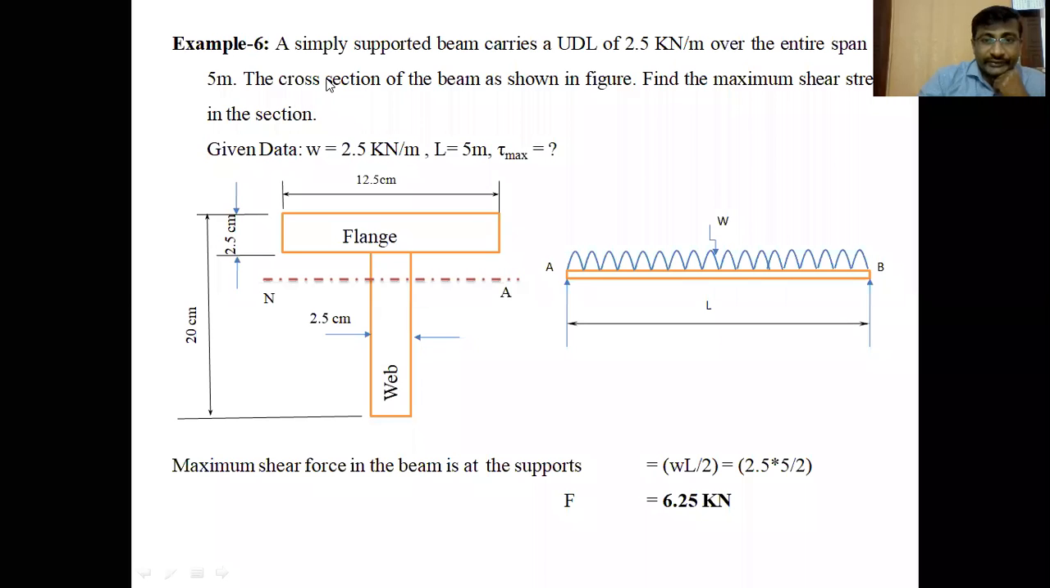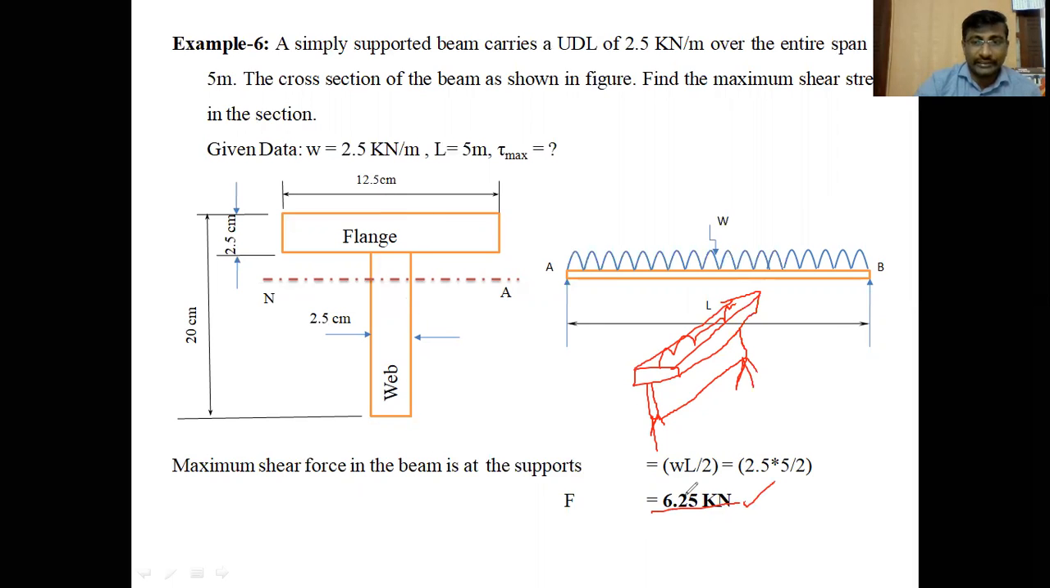T section beam means like this. For example, T is like this, and the beam is projected like this, supported at the ends, and the UDL is acting on the beam. The beam section is a T section. At a particular point along the beam, the shear force value is 6.5 kilonewtons at the supports. The shear force is constant across the section, and the shear stresses vary from point to point across the section. So by using the shear force, we can find the shear stress at different points across the section.